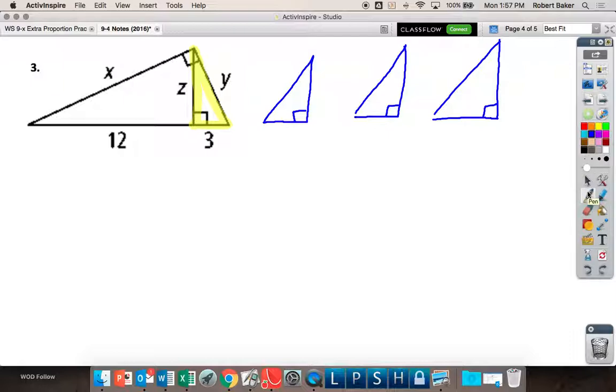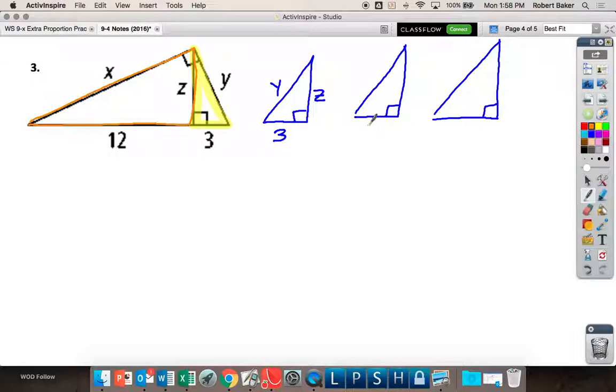Who wants to try labeling the small triangle? 18. What goes here? 3. What goes here? Z. Y. So that's 3, Z, and Y. All right, let's try this triangle right here, which is the medium triangle.